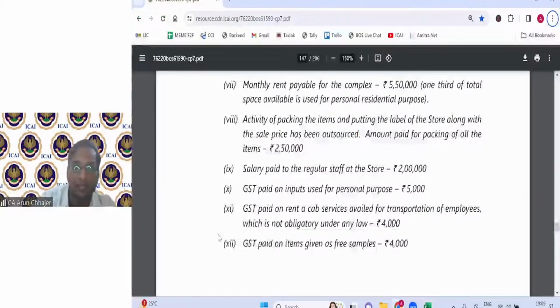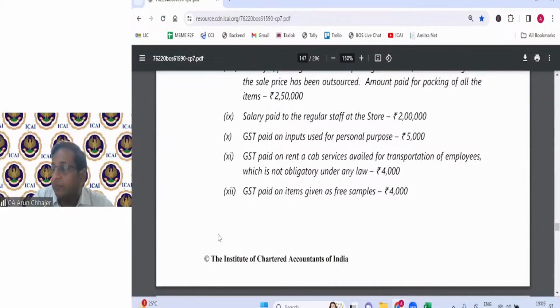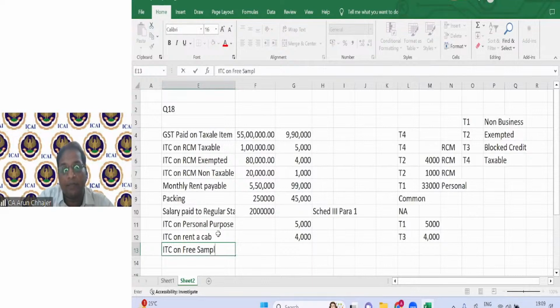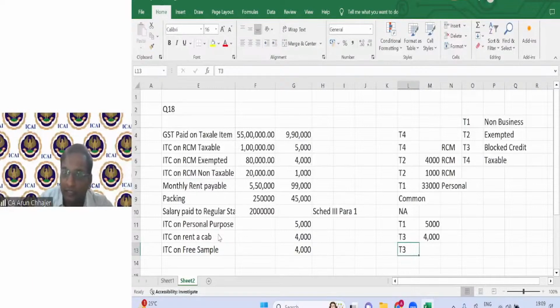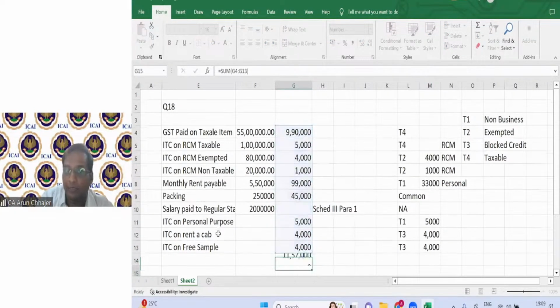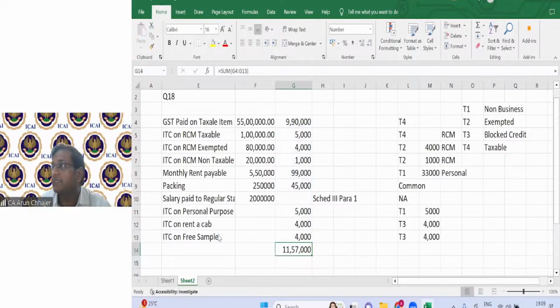What is the last? GST paid on the item given as free sample. ITC on free sample. How much? 4,000. Again, as per Section 17 subsection 5 clause H, you can't take the ITC on goods lost, stolen, destroyed, or free samples or gifts. So I can say my total input tax credit is 11,57,000, which is T.